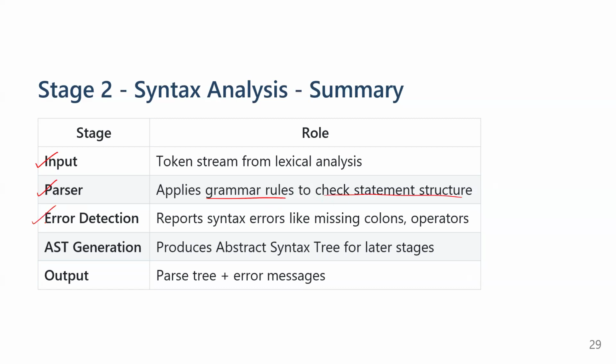If there are any issues, by cross-checking it with predefined rules such as in BNF, you can report those syntax errors like missing colons or operators, and then you can produce an abstract syntax tree or a parse tree, which is used in the code generation stage, which is the next stage. And then the output will be the parse tree or, if any, error messages as well.